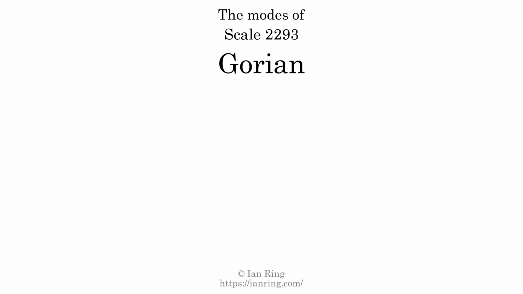This scale has 7 modes. The first mode is itself. The second mode is scale 1597, also known as Elodian. It sounds like this.